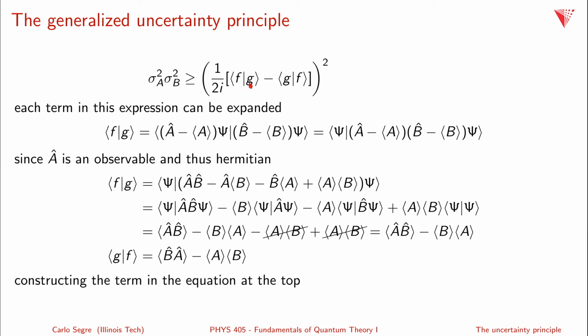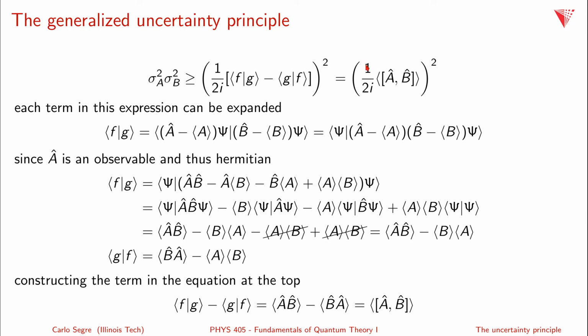So we can now construct this equation at the top by saying the inner product of FG minus the inner product of GF is just the inner product of AB minus the inner product of BA. But that's just the inner product of the commutator of A and B, right? Because it's just AB minus BA. And now we can replace up here this whole quantity with the inner product of the commutator, sorry. So it becomes 1 over 2i times the inner product of the commutator of A and B, quantity squared.